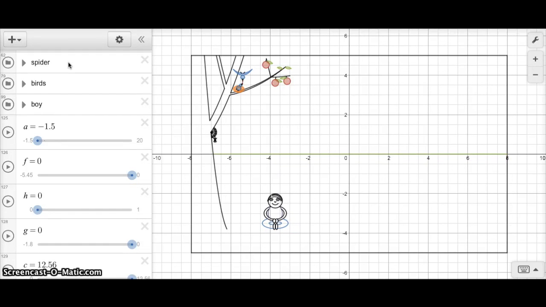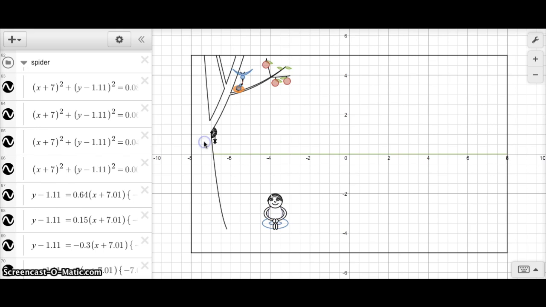All right, so let's move on to the next part, which is dealing with the spider. As you can see, the spider is moving up and down. Okay, and that is because we are using an animation, which is a powerful dynamic tool in Desmos. Okay, so let's open up the folder for the spider and zoom in a little bit.